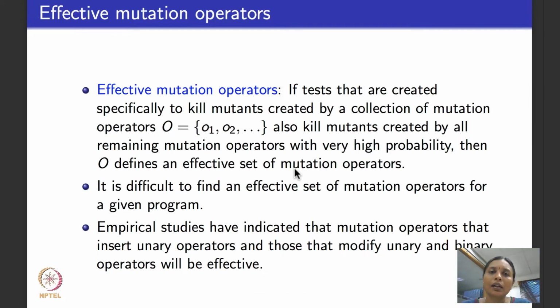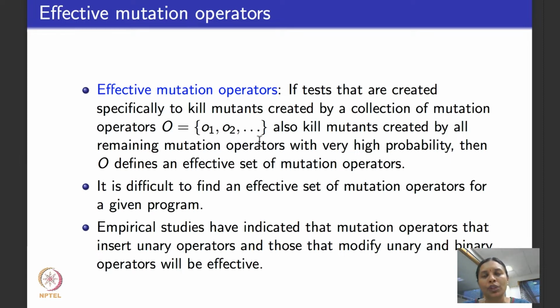So when it's in this exhaustive list of mutation operators, how will a tester pick which are effective mutation operators? How do I know which set of operators are effective? So here is a definition of effective mutation operators. It says, if tests are created specifically, let's say you start with a collection of mutation operators, call that set as the set O, given as O1, O2, O3 and so on, some finite set of mutation operators.